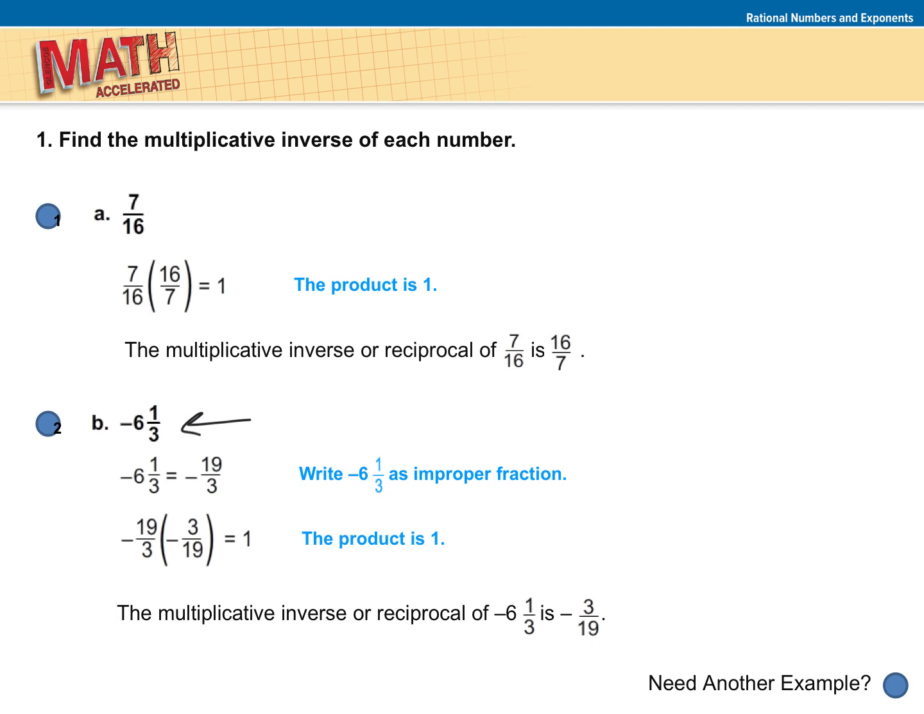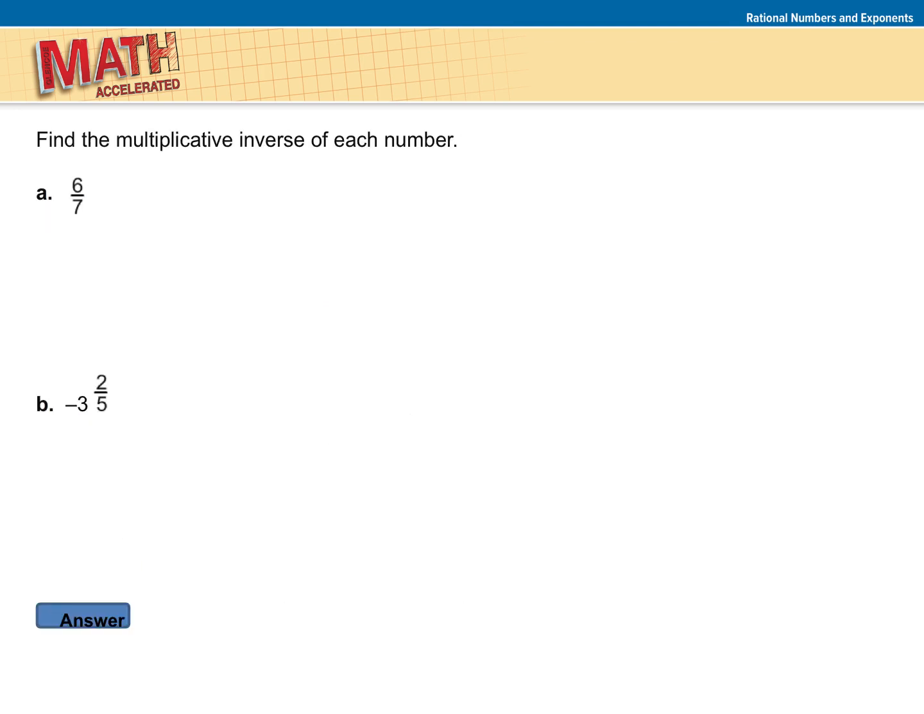Okay? How do we make it improper? Multiply. 6 times 3 is what? 18 plus 1? 19/3. What's the multiplicative inverse of 19/3? 3/19. Okay? And it always keeps the same sign. So if it starts negative, the inverse is also going to be negative. Okay? Go ahead and do these two.